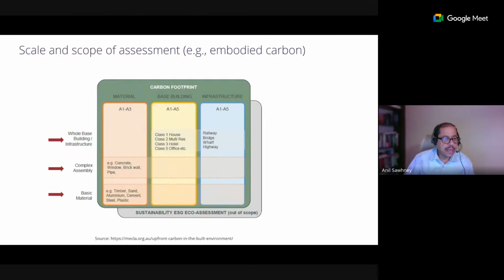So the scale and scope of assessment that we have to do for buildings and infrastructure projects is 3 levels. You have to do LCA at the whole building or infrastructure level. You have to do LCA at the complex assembly level.